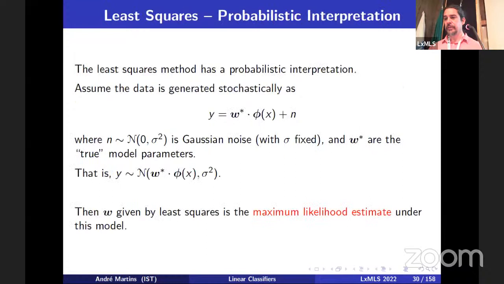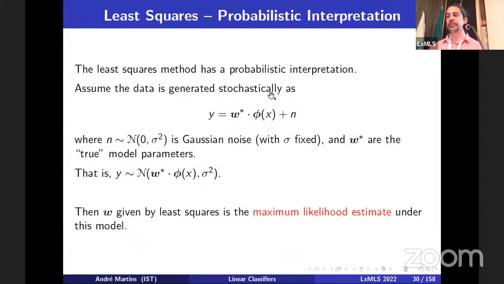Okay, so one thing. Yesterday you learned a lot about probabilities. There was this refresher on probability theory. It's interesting to point out that the least squares method is not just something ad hoc that we come up with. There's actually a probabilistic interpretation that we can give to it.